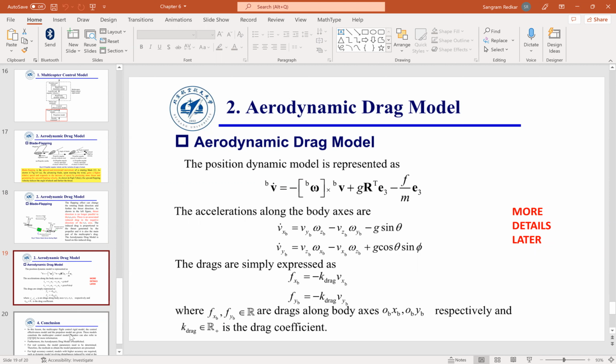For the quadcopter flying at slow speeds, the aerodynamic drag is simply k drag times the velocity in its direction, and k drag multiplied by the velocity in the y direction.